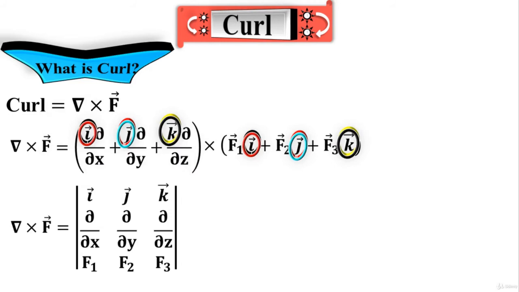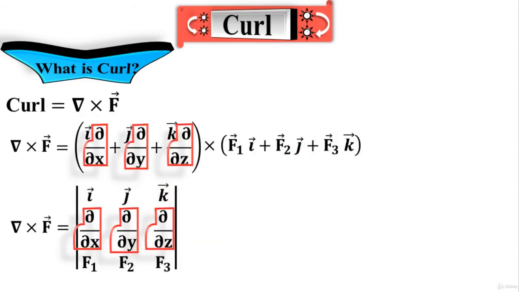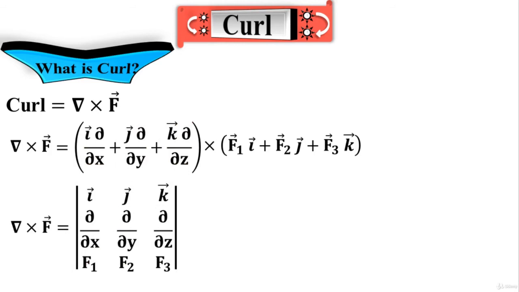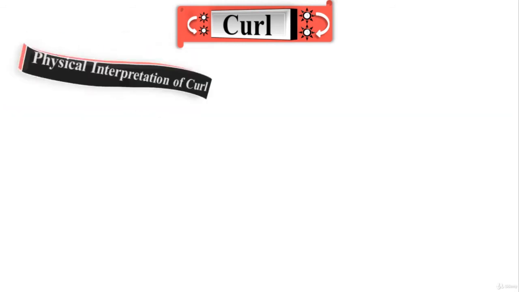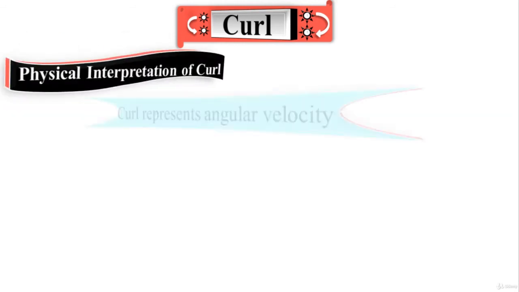I can see here that i, j and k are common, so we have i, j and k in the first row, then take all three derivative terms, and obviously f sub 1, f sub 2 and f sub 3 in the last row. This is called curl. Physical interpretation of curl.